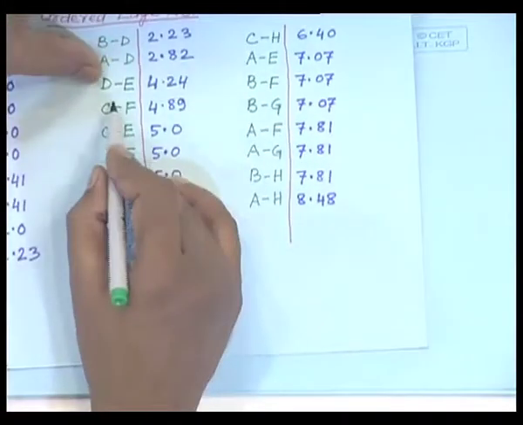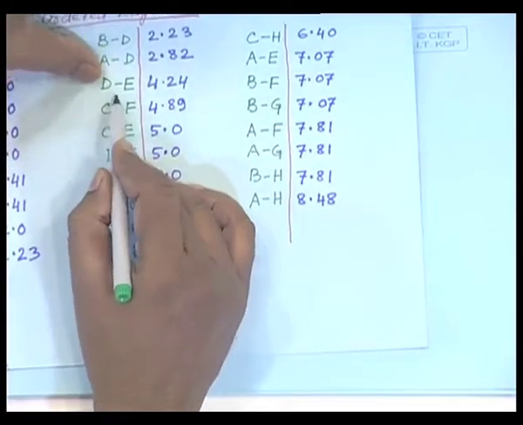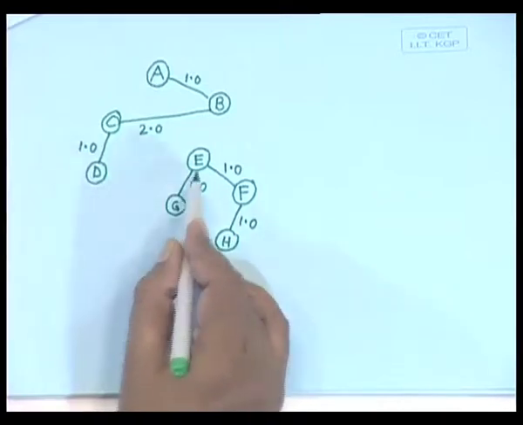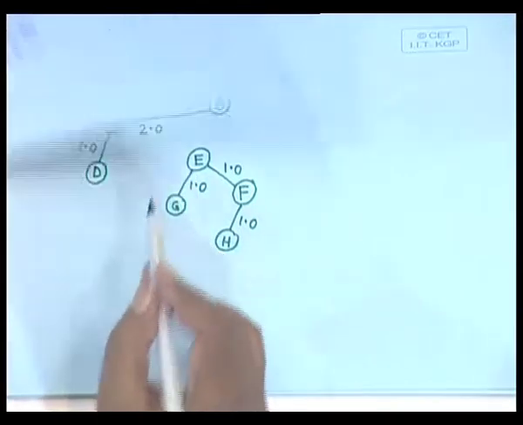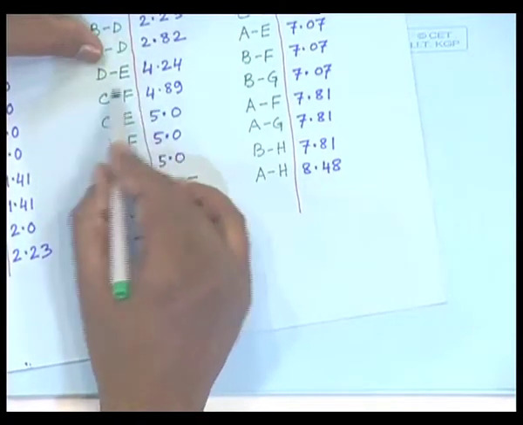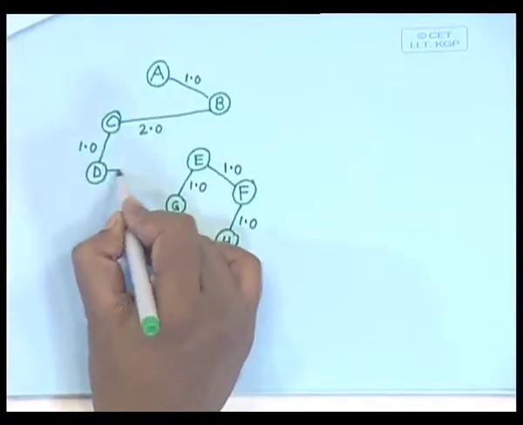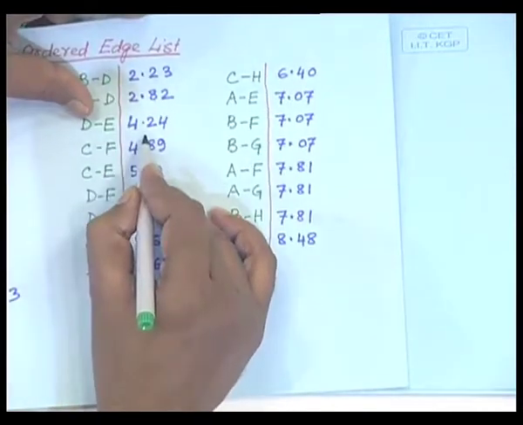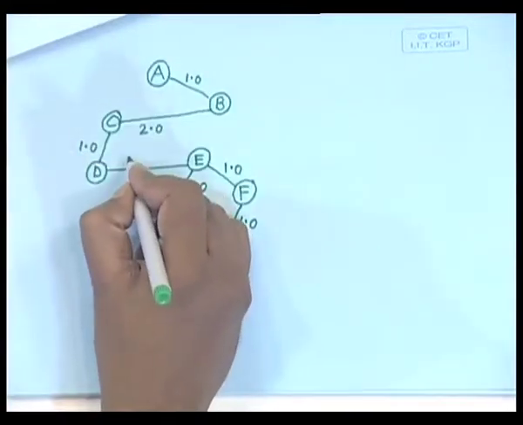Next comes D E. And here you find that D is in one tree, E is in another tree. So, I should consider this particular edge D E, and connect D and E by the edge D E, and you find that the weight of this edge is 4.24.